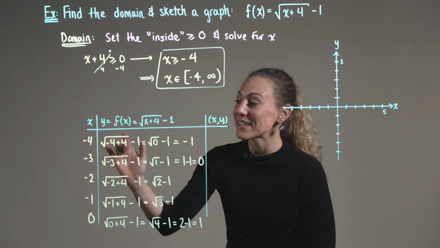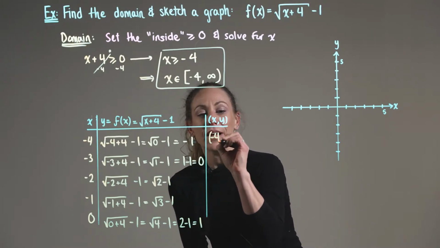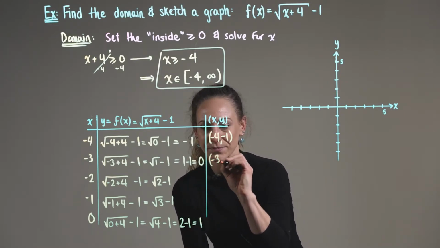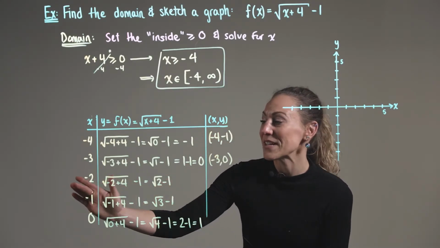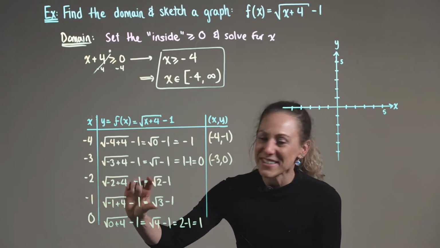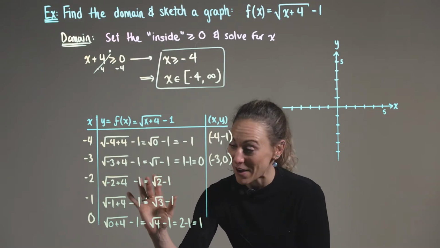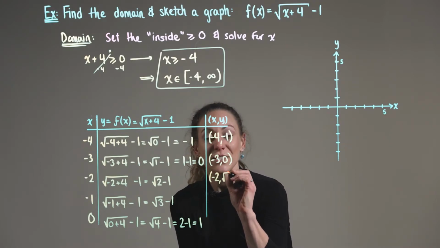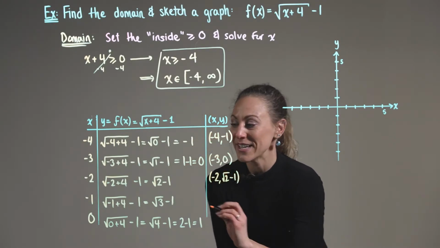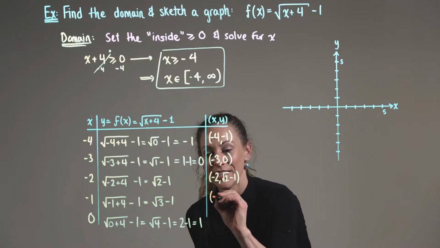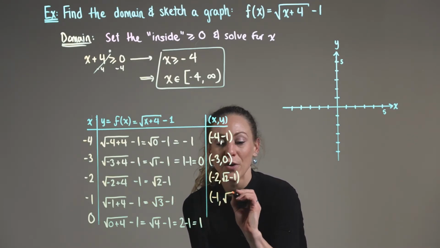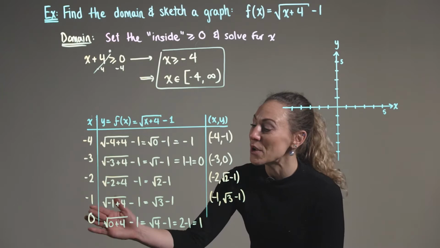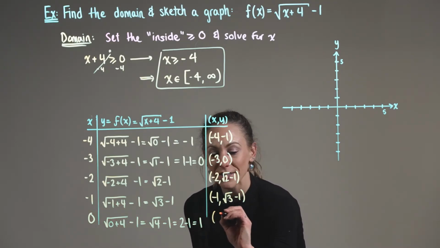And we can see here that when x is negative 4, y is negative 1. When x is negative 3, we have determined that y is going to be 0. Now, for these next two x values, negative 2 and negative 1, we can't simplify any further than this. So we're going to leave our final answers for y in their irrational form. So you have negative 2, the square root of 2 minus 1 is our y value, and the same idea here for negative 1. So you have the ordered pair negative 1, and y is the square root of 3 minus 1. And last but not least, when x is 0, we found y is 1.